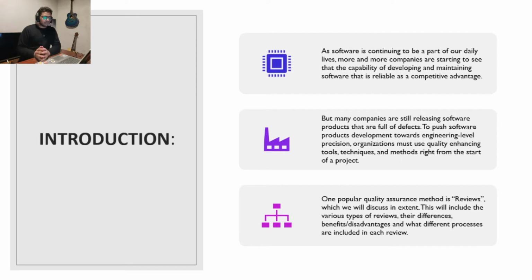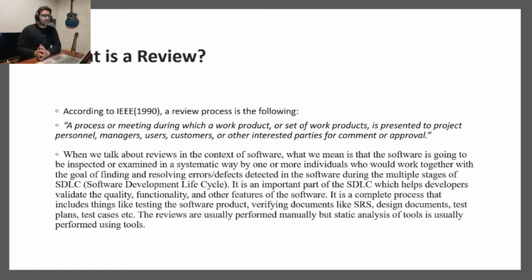One of the most popular methods of assuring that a product is going to be successful, or ensuring that it has quality, is a quality assurance method called reviews, which we will discuss in extent. This will include the various types of reviews, their differences, the advantages and disadvantages that they have over each other, and what different processes are included in each review as well. So, moving on. What is a review?